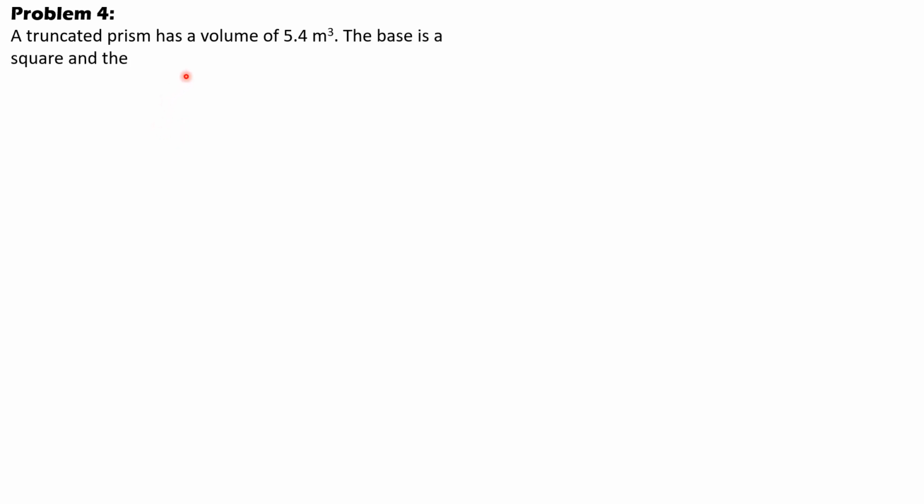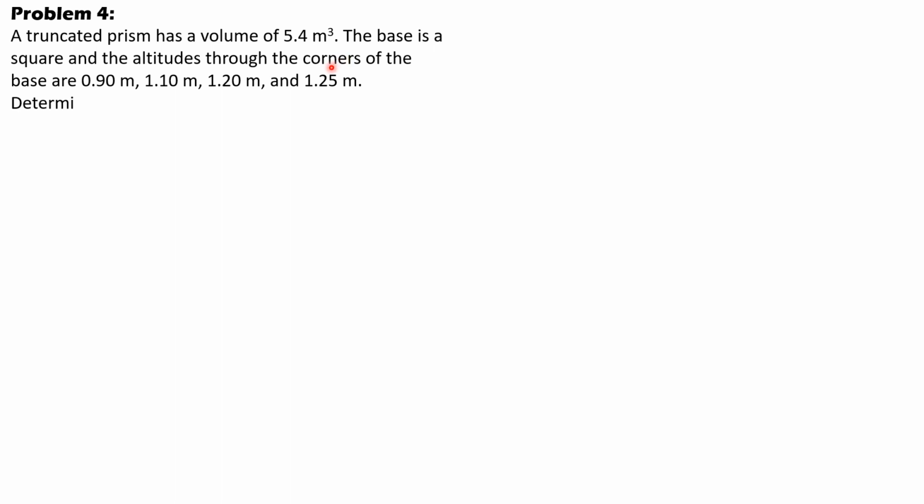A truncated prism has a volume of 5.4 cubic meters. The base is a square and the altitudes through the corners of the base are 0.9 meter, 1.10 meters, 1.20 meters, and 1.25 meters. Determine the length of the edge of the base.